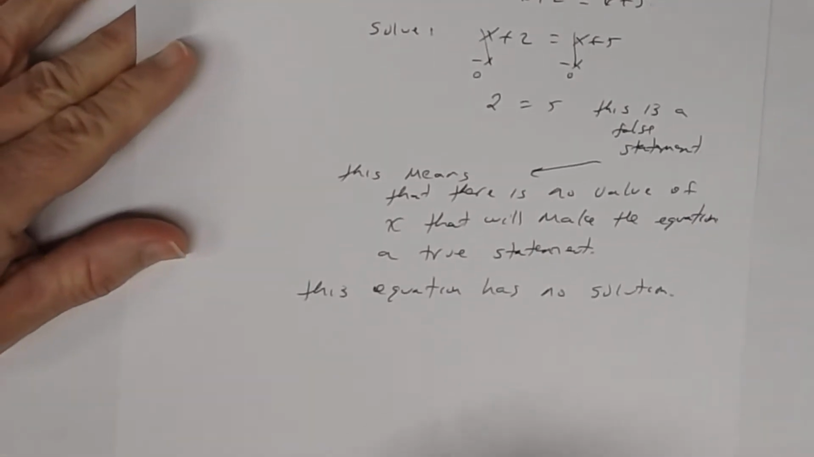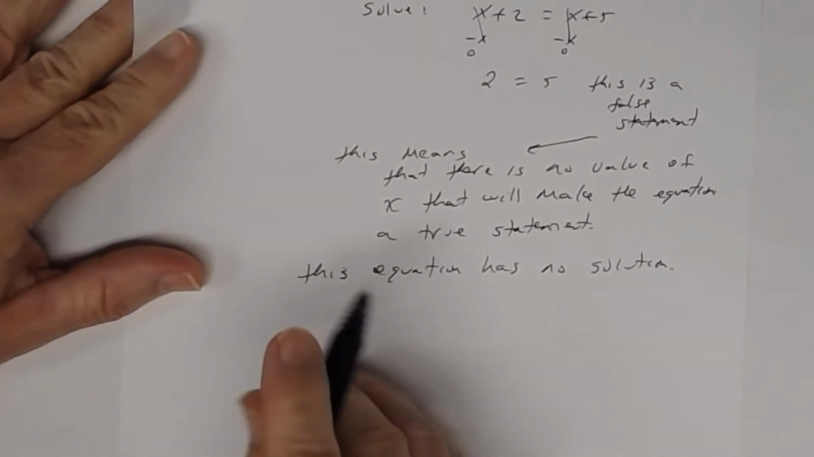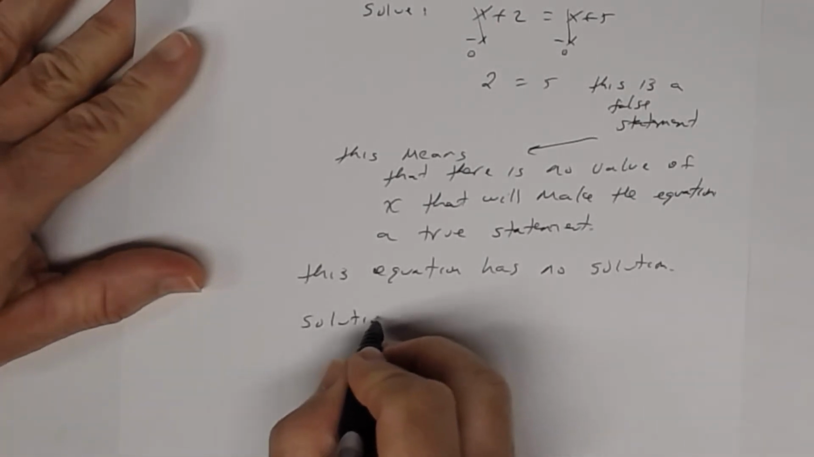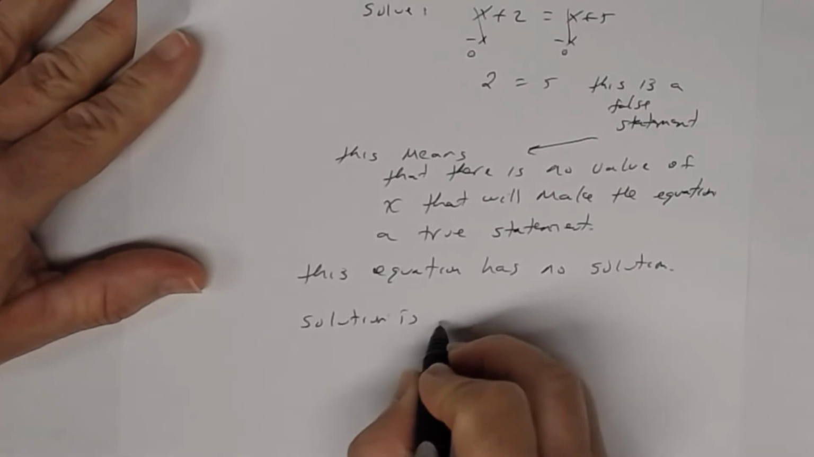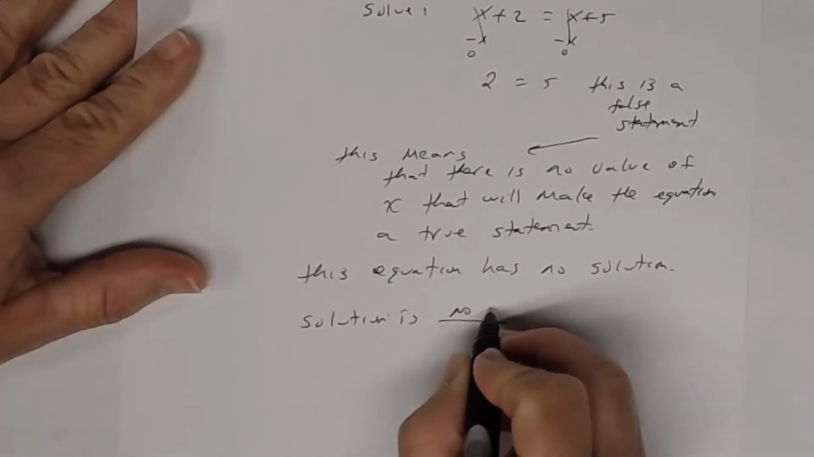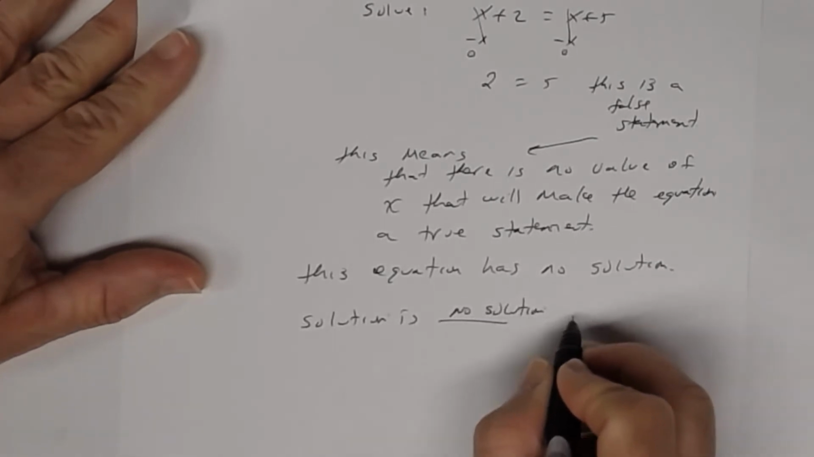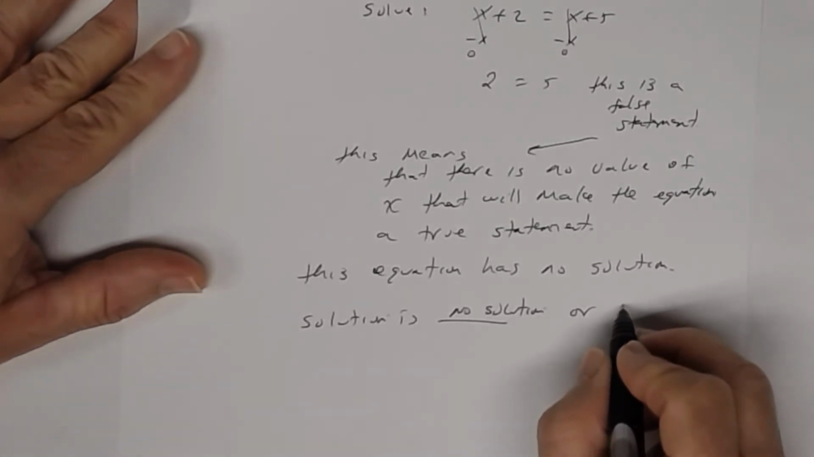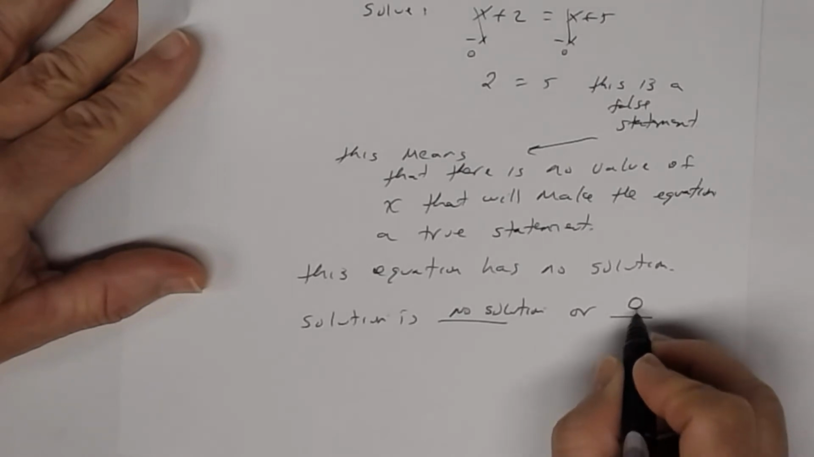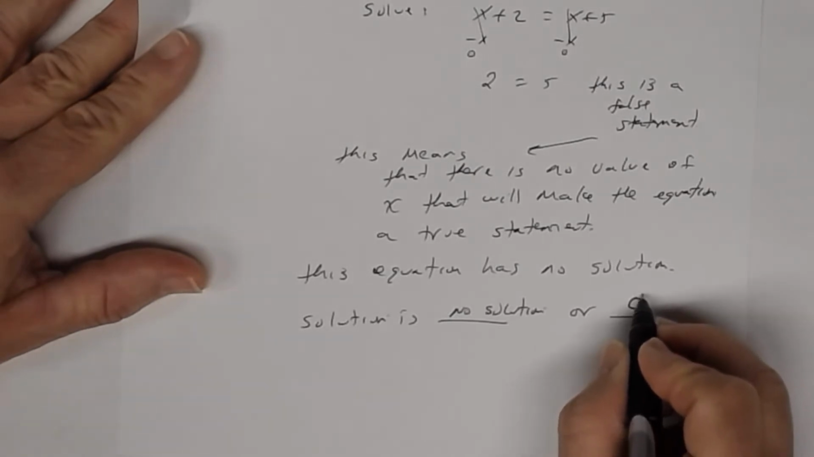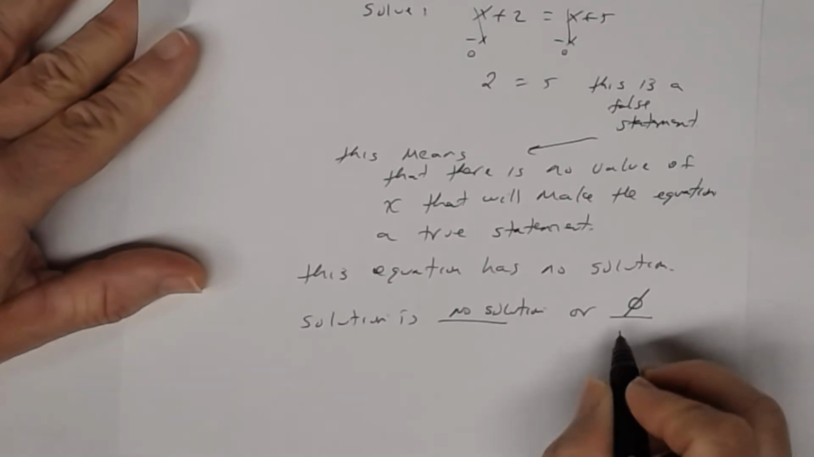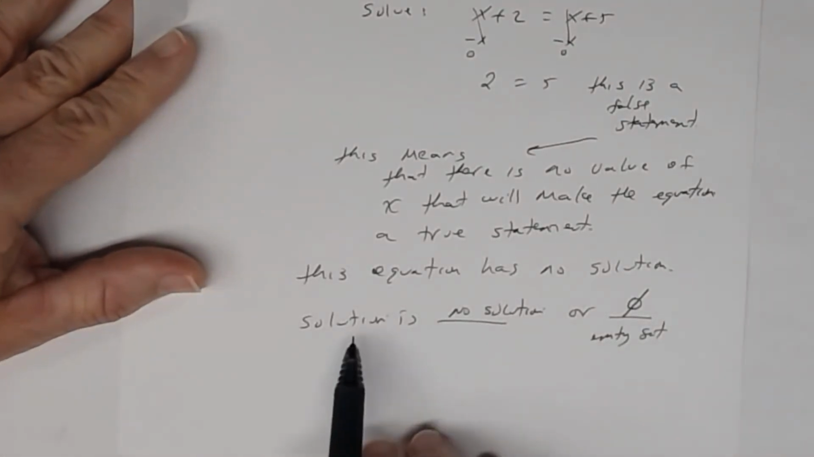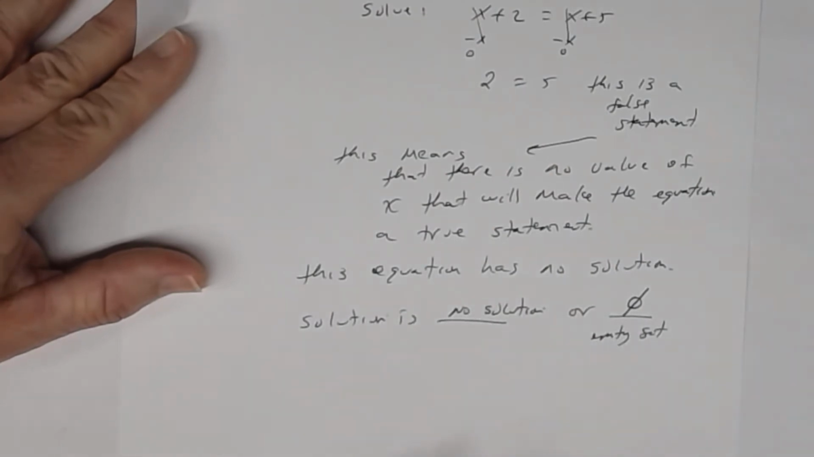Now, one way to do this: you'll be asked about the solution. What is the solution? You could do one of two things. You could say there is no solution, or you could use the empty set symbol. Here's the empty set symbol. It's that 0 or a circle with a line through it. So that's the empty set right here. That's how you would represent a solution. You could say no solution, or you could use the empty set symbol.